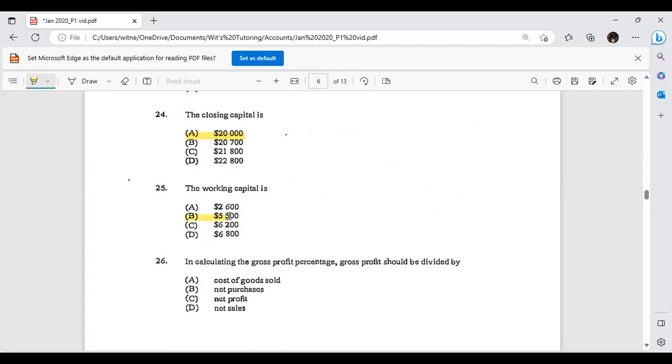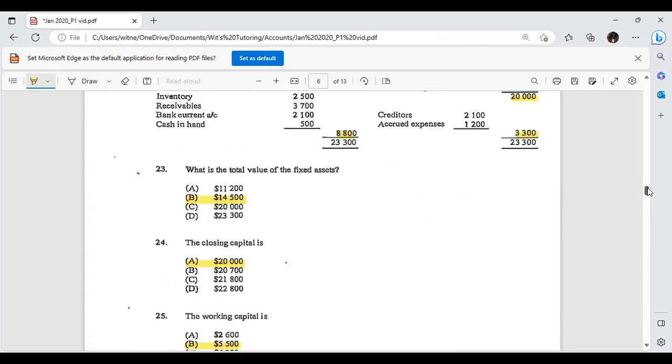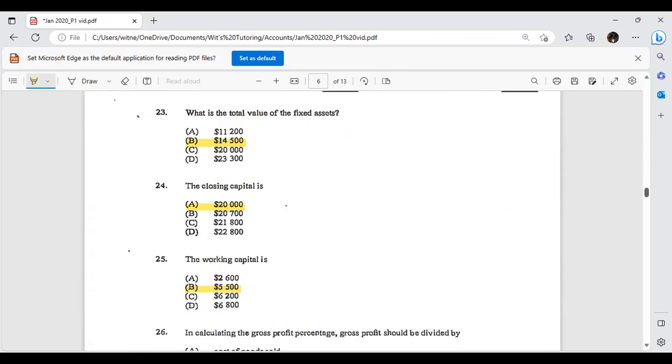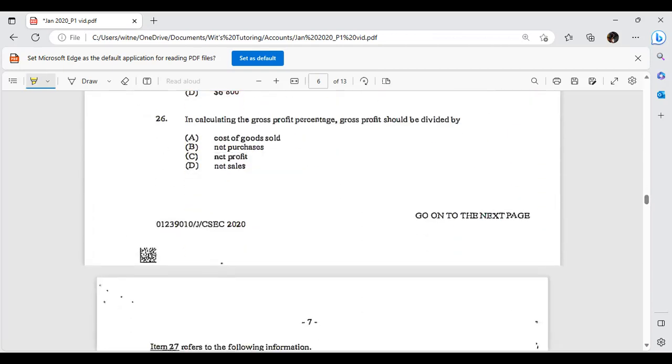In calculating the gross profit percentage, let me see if this question is finished. Right, this question goes to 25. So that's finished with that balance sheet. So in calculating the gross profit percentage, gross profit should be divided by, what do you divide your gross profit by to get gross profit percentage?